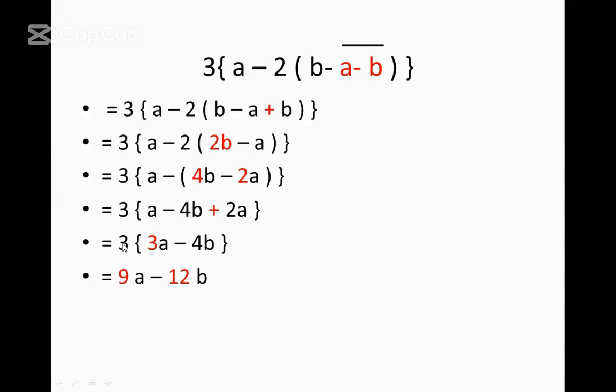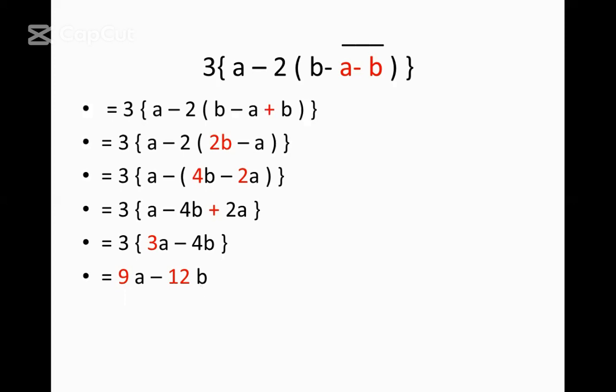Now this 3, which is in black color, is outside the braces, and it will be multiplied with both the terms inside the bracket. When this 3 is multiplied with this 3, it will become 3 into 3, that is equal to 9a. And when this 3, which is outside the bracket, is multiplied with this 4, it will become 4 into 3, that is equal to 12b.